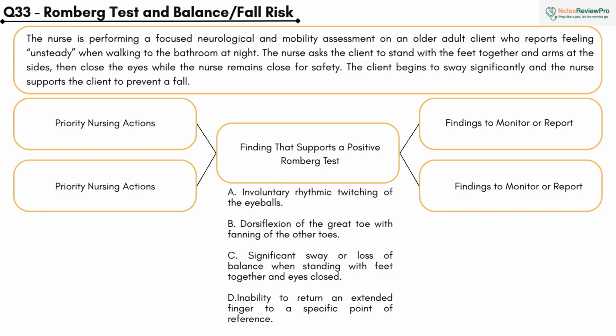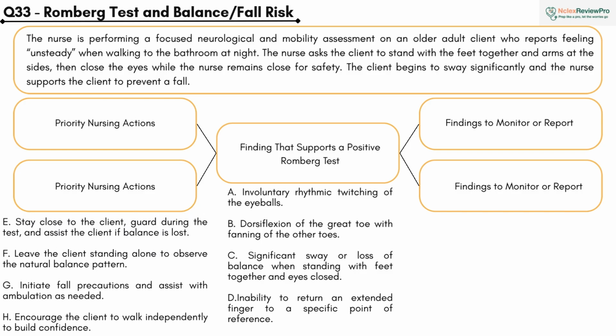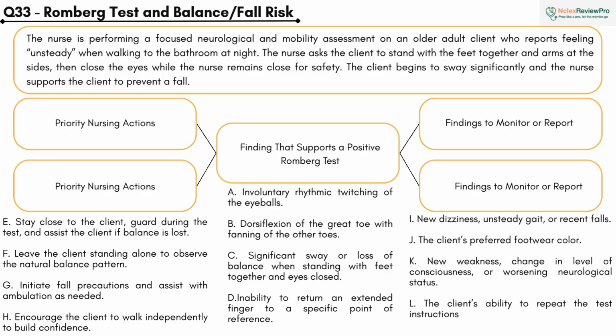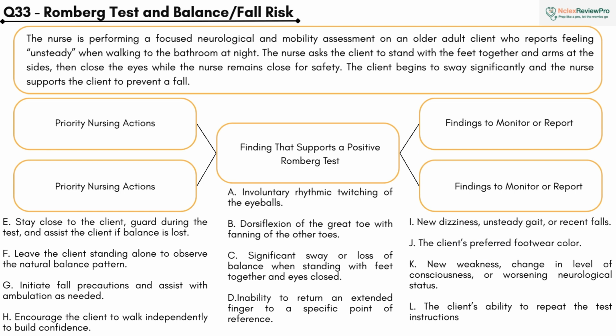For the priority nursing actions, the options are: Option E, stay close to the client, guard during the test, and assist the client if balance is lost. Option F, leave the client standing alone to observe the natural balance pattern. Option G, initiate fall precautions and assist with ambulation as needed. Option H, encourage the client to walk independently to build confidence. For findings to monitor or report, the options are: Option I, new dizziness, unsteady gait, or recent falls.